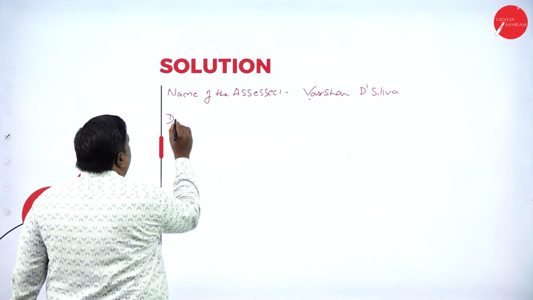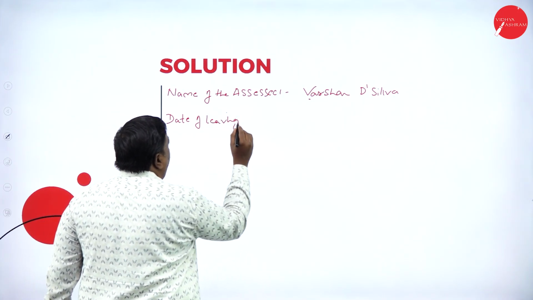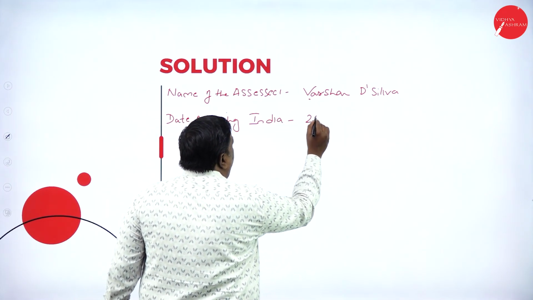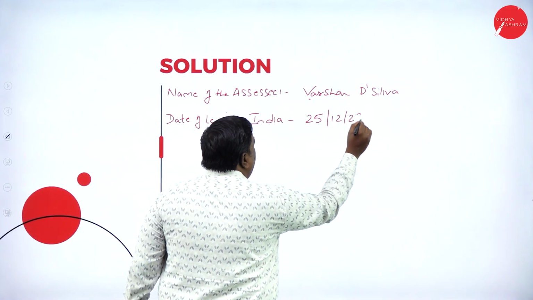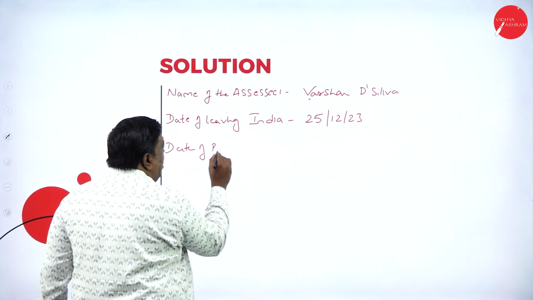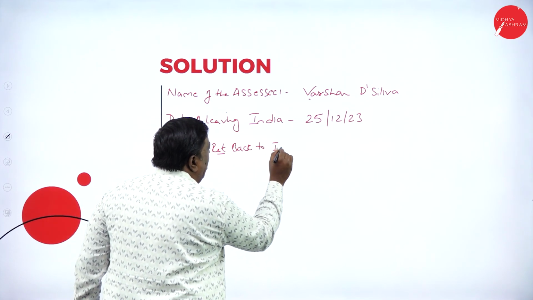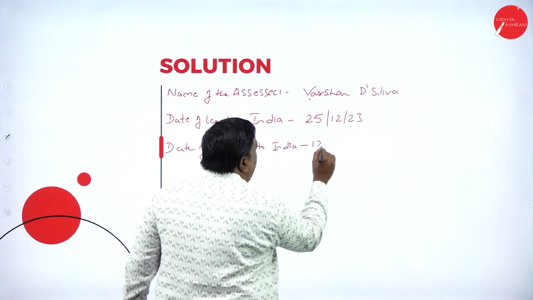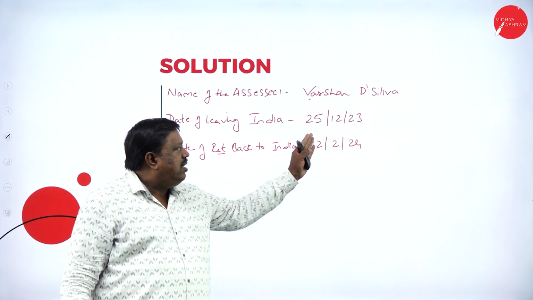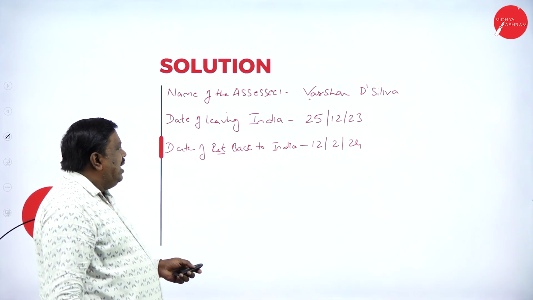Now, date of leaving India. So I'm leaving India on 25th December 2023. Date of returning back to India is on 12th February 2024. Means I left India on 25th December and I've returned back on 12th February. Before that, I was in India only.